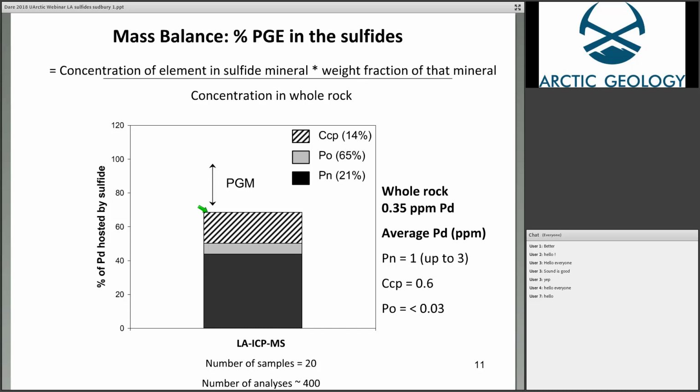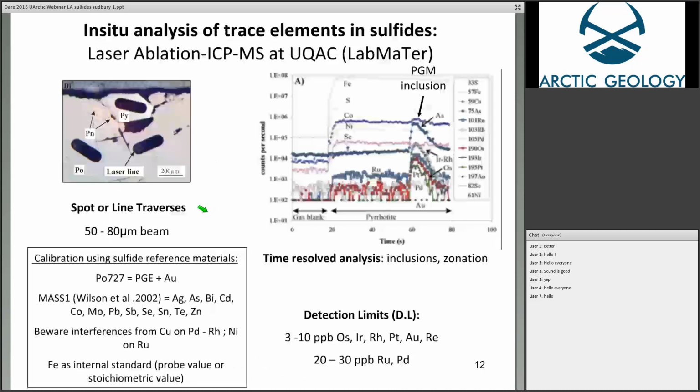So if your addition of your sulfide mass balance does not equal 100, the missing amount we can assume is hosted by the platinum group minerals. So this way we're able to say whether the sulfides contain the PGEs or the platinum group minerals or a combination of both. So that's how we can quantitatively understand the distribution of the PGE among these different minerals.